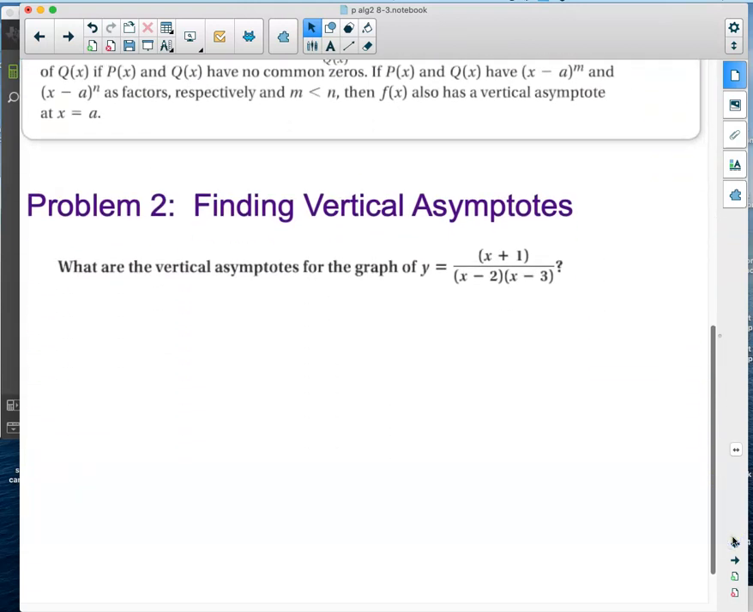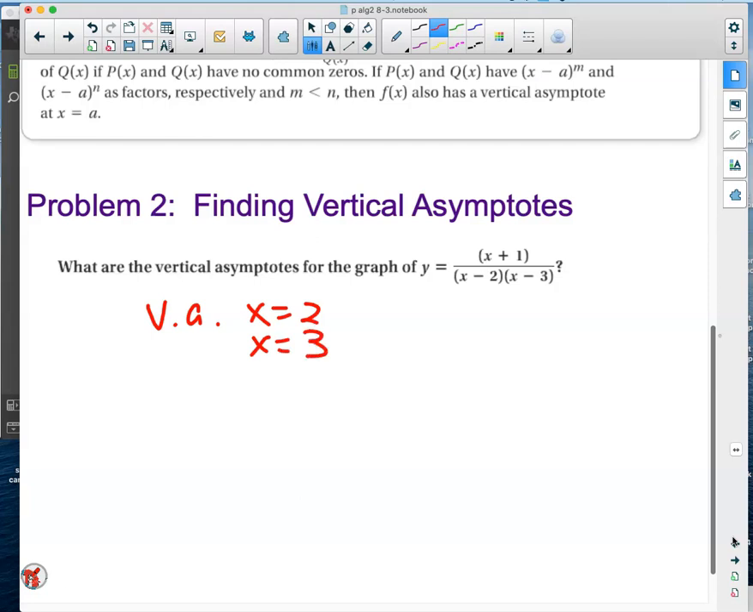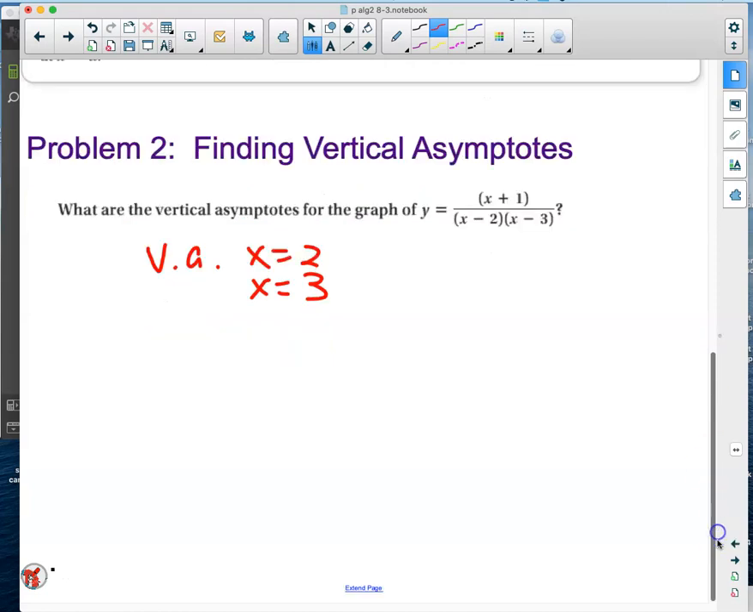So look at problem 2. See anything that's going to cancel? Well, that means we have some vertical asymptotes. Where are they? Yeah. Now they're lines, so we have to write x equals 2 and x equals 3 because they're vertical lines, and those are equations for lines. Well, that was a whole lot of space for nothing. That's all we had to do. We didn't even have to factor that one.